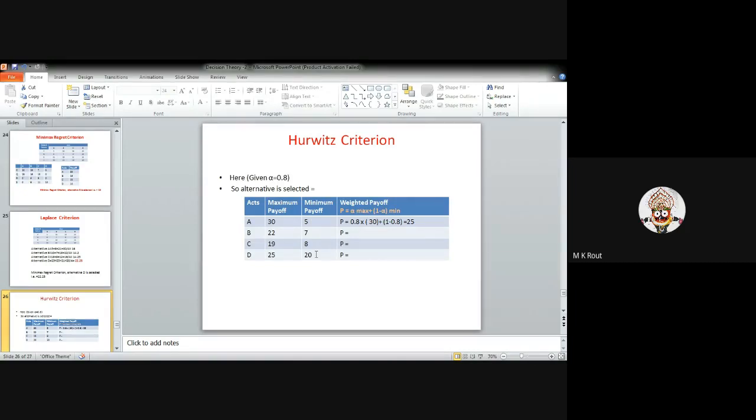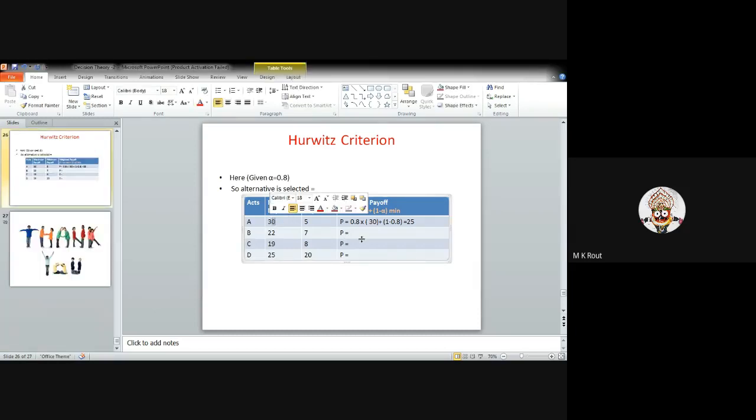Here you have to calculate the weighted payoff, that is P equals alpha times maximum plus 1 minus alpha times minimum. I repeat, the weighted payoff P equals alpha maximum plus 1 minus alpha minimum. Here alpha is given as 0.8. So for the first act, in case of A course of action, P equals 0.8, that is the value of alpha, into the maximum value 30, plus 1 minus alpha, that is 0.2, into the minimum value. The minimum value is how much? 5. Calculate this one, how much is that?